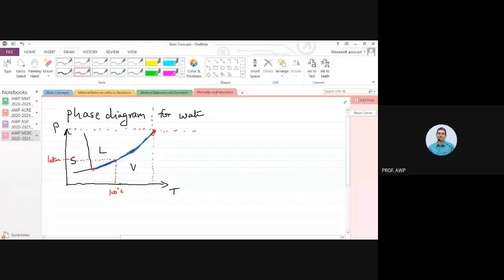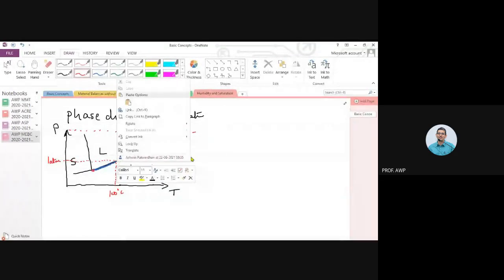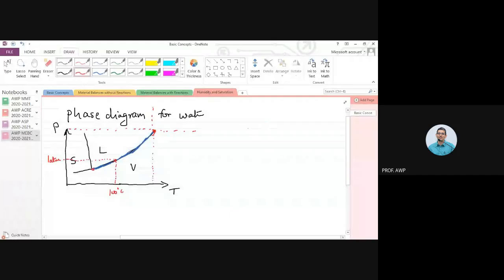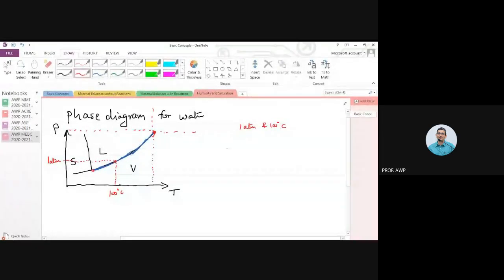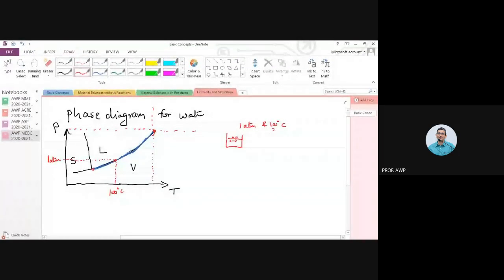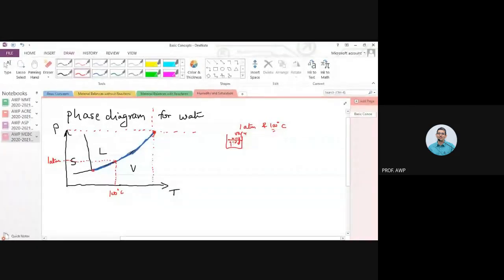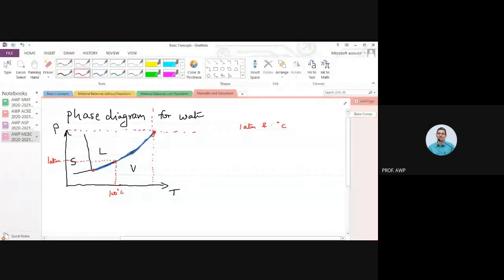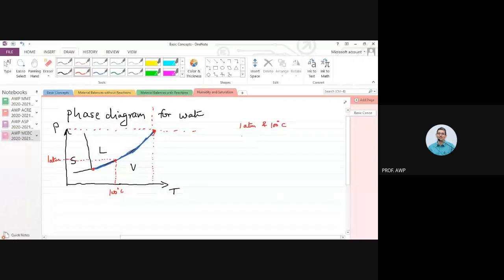What does that mean? That means water will be in equilibrium in the vapor state and liquid state at 1 atmosphere and 100 degrees centigrade. So when we boil water, water boils at 100 degrees centigrade. That means liquid and vapor both are in equilibrium with each other, both phases can exist at 100 degrees centigrade and 1 atmosphere pressure.